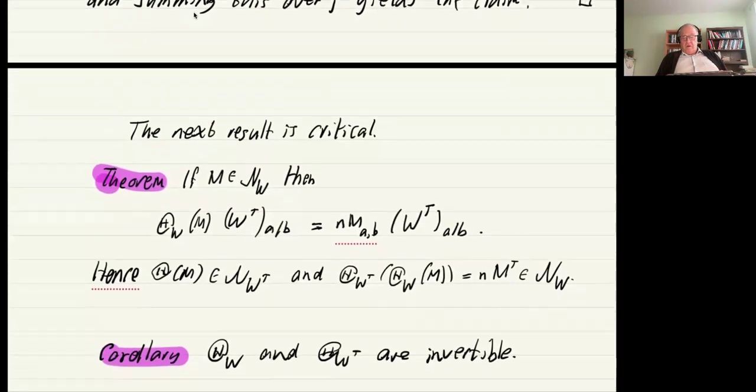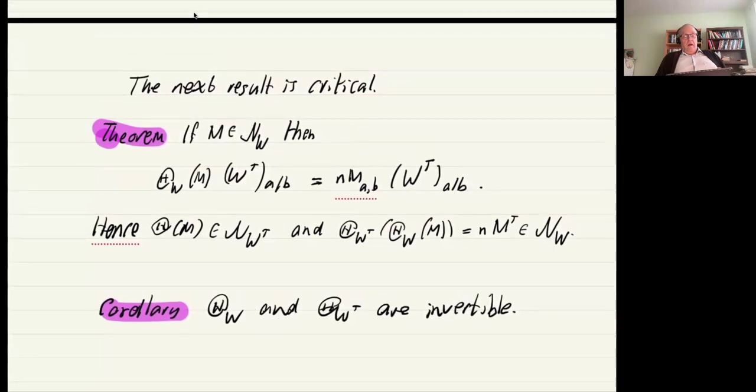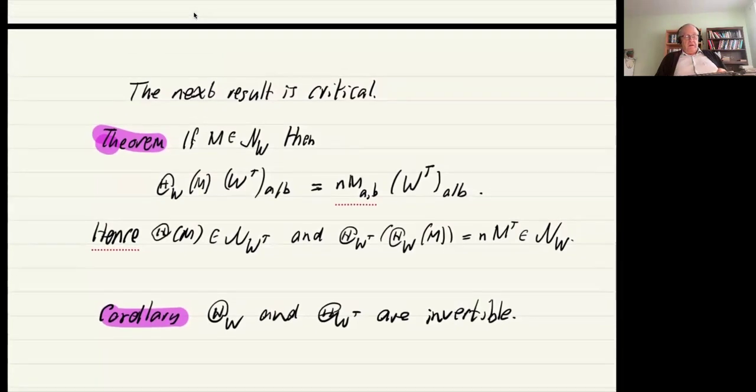Now, the critical result, which I'm not going to prove at this point, is, well, another version of this: if M is in the Nomura algebra, then theta relative to W, which is the only one we're using now, applied to this vector, is equal to a scalar times that vector again. So in other words, the A over B column of W transpose is an eigenvector for theta W of M with eigenvalue M_AB.